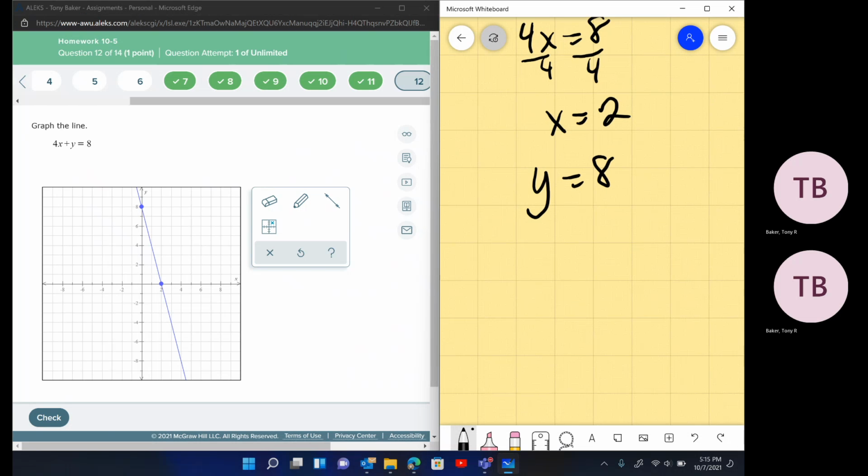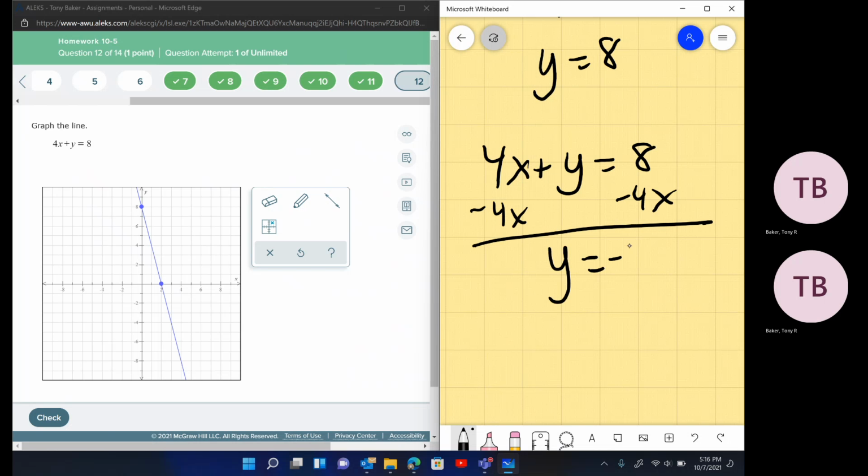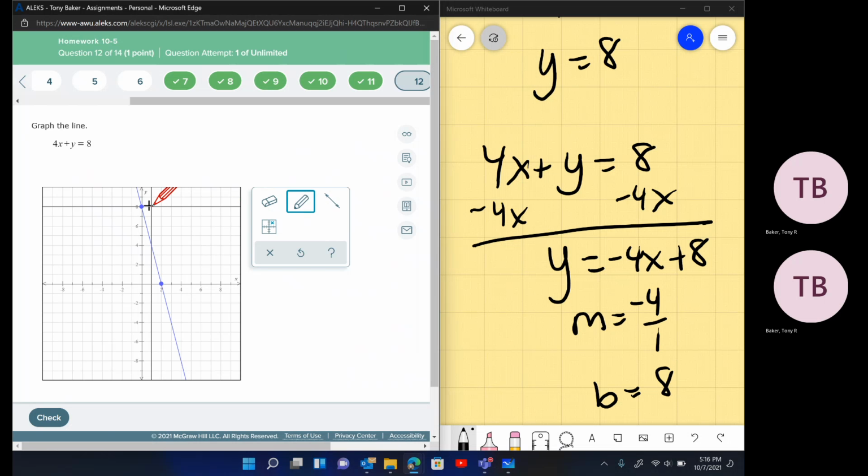The other option that we have is I can take this and I can solve for y. So if I solve for y, I'm going to subtract the 4x from both sides. So I have y equals -4x plus 8. So now it's in slope-intercept form. So we can do it the same way that we did the graphs the other day. My slope is -4/1, and my y-intercept is 8. Notice how my graph still is at 8 there. And if I went down 4, 1, 2, 3, 4, and over 1, I'm still on that line.